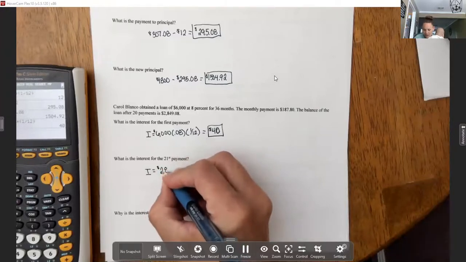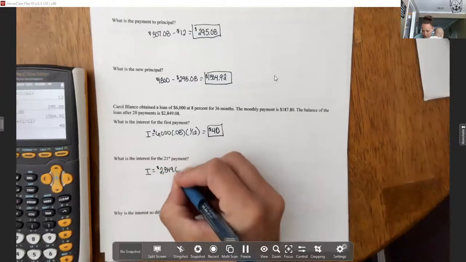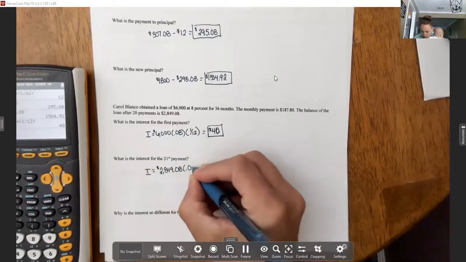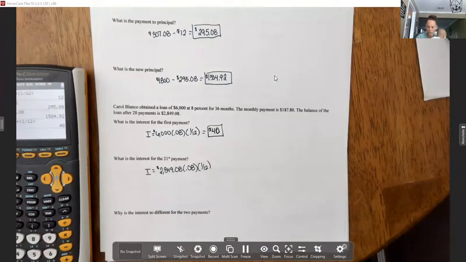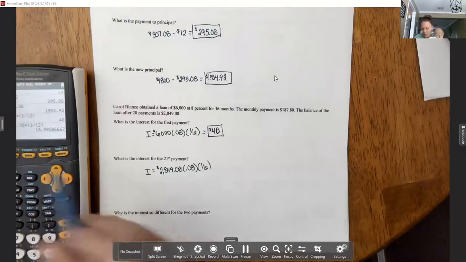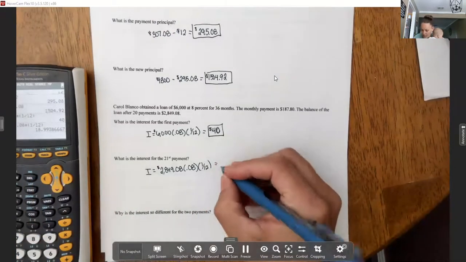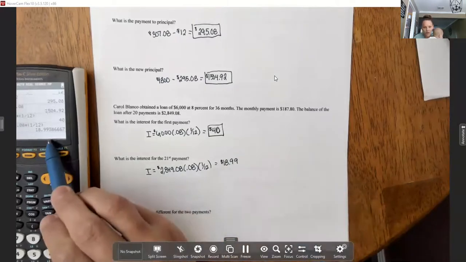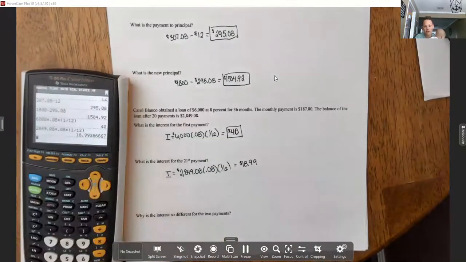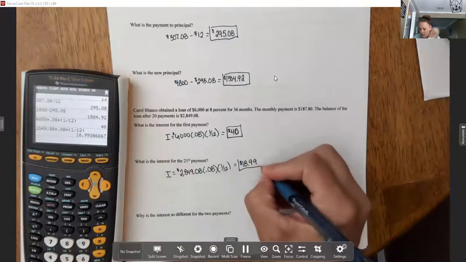So $2,849.08 times 0.08 times 1 divided by 12. So this is $18.99. Notice after the 9, sorry, you can't see all of that. I apologize. After the 9 is a 3, so it stays like that.